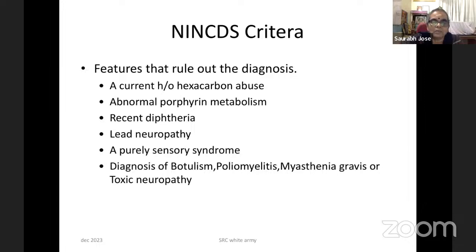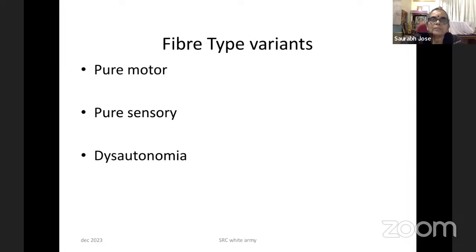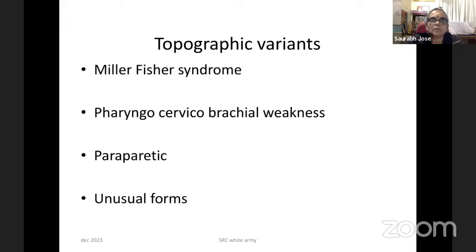And if there is botulism, poliomyelitis, acute severe myasthenia, toxic neuropathy, tick paralysis, all those things are self-diagnostic. And if those things are there, we will still not stick to the diagnosis of AIDP. They are imitators. Then based on the fiber type, it can be pure motor, pure sensory, or pure autonomic. As I said, pure autonomic can be mistaken for organophosphorus poisoning.